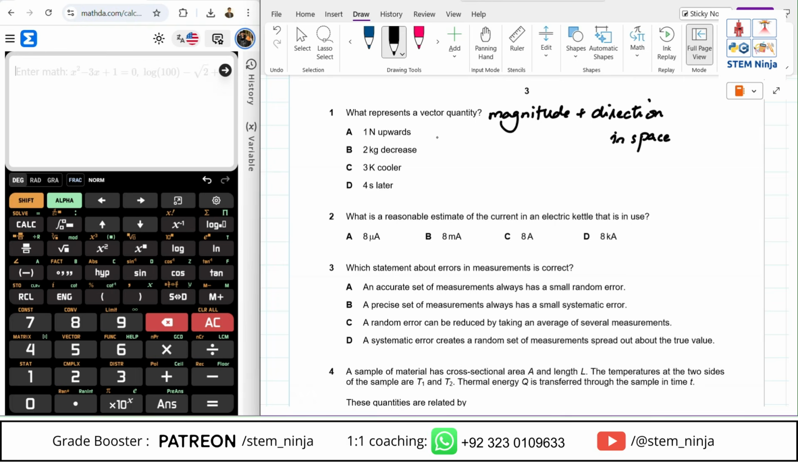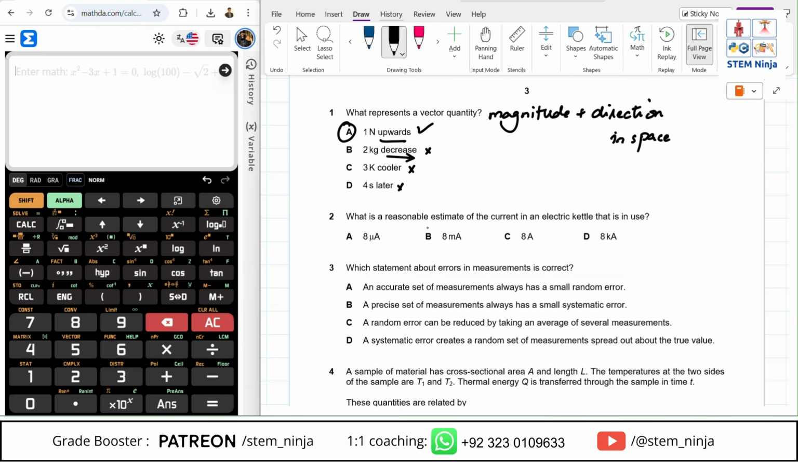If we look at the options, 1 Newton upwards, this is a direction in space. But 2 kg decrease, this is a change in mass. This is a direction of change in mass. No. Direction of change in temperature? No. Direction of change in time? No. Direction of change in space? This is correct.